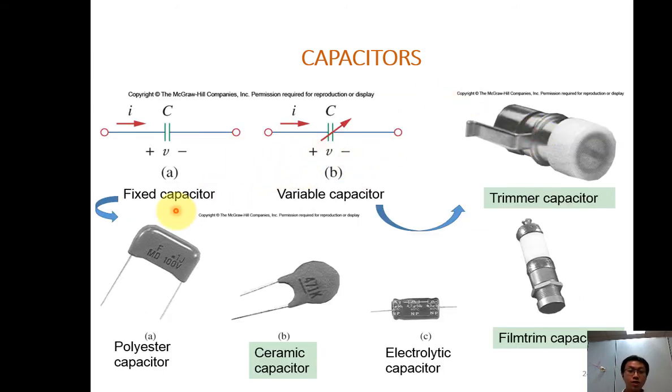Okay, the symbols. We have a fixed capacitor and we also have a variable capacitor. The fixed capacitor is drawn with plus and minus, and the variable capacitor with an arrow here. So this is a fixed capacitor. We have a polyester capacitor, made from polyester. We have a ceramic capacitor, made from ceramic. We have the electrolytic capacitor, which is widely used in industry. Then the trimmer capacitor. When we talk about variable capacitors, the trimmer capacitor is a variable one. We can vary it.